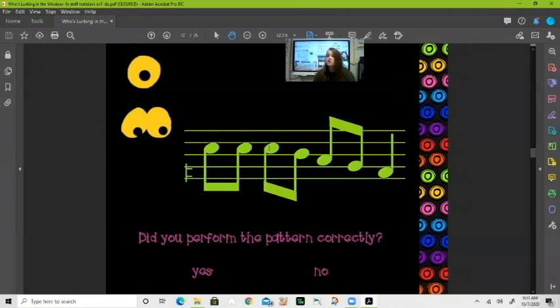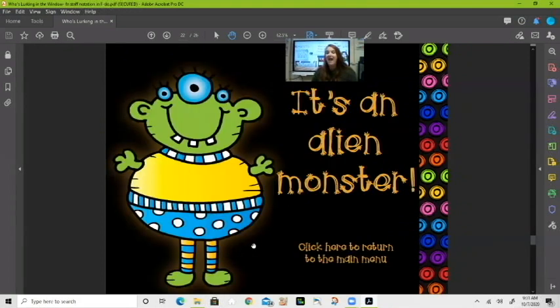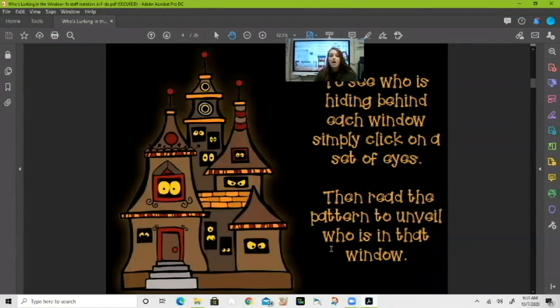And again, I love that you're trying to do your hand signs, and it's totally okay if you're not getting them perfect, okay? I love that you're at least trying. That is awesome. All right, so let's try that again. Here we go. So, so, so, fa, mi, re, do. Awesome. Let's click yes. It's an alien monster. That's why he has 3 eyes. Okay, we have 2 more eyes to go through.